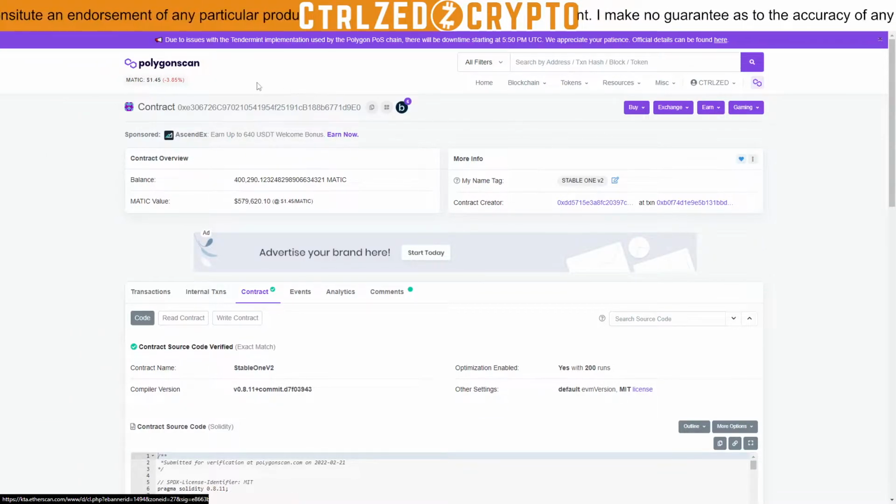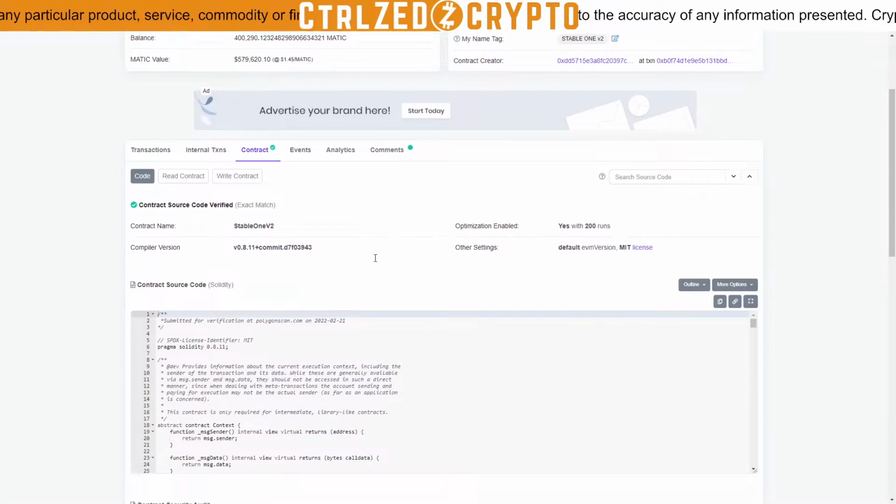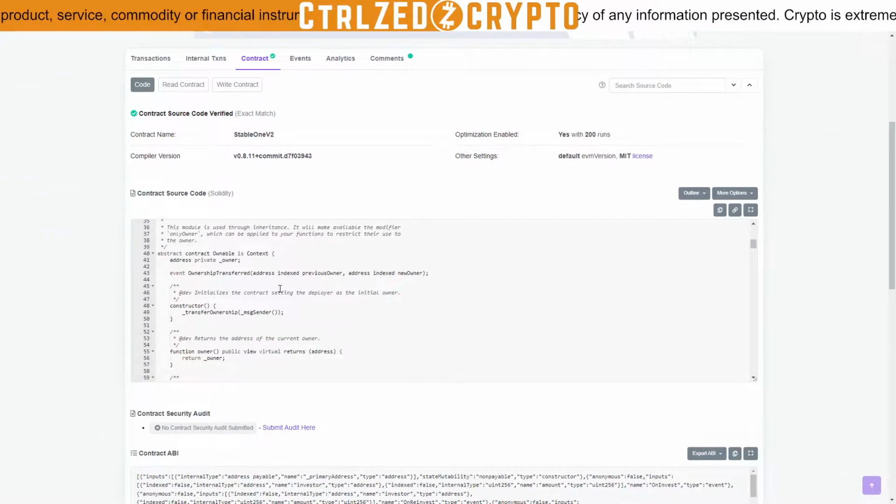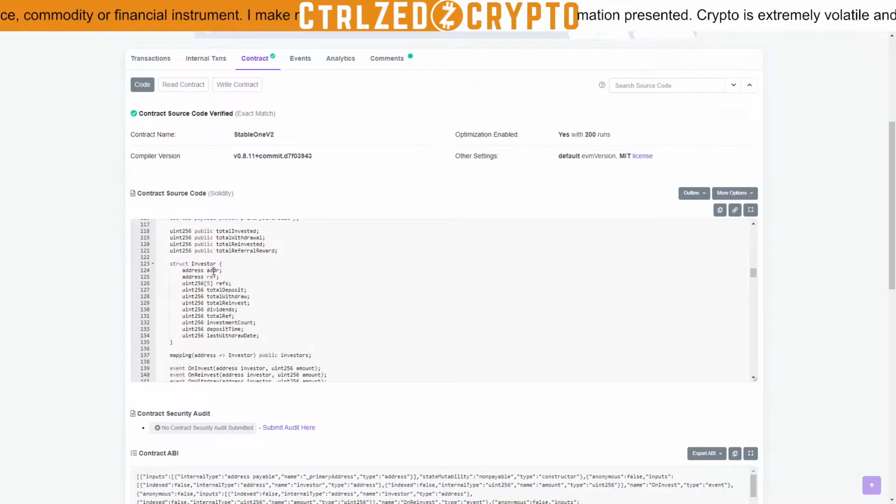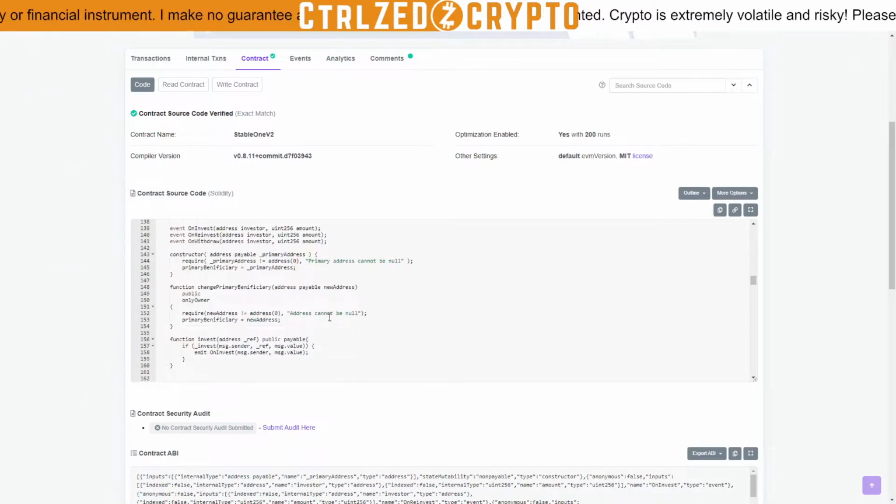You can go onto Polygon Scan. This is the contract for Stable 1 V2. You can read the smart contract. You can read the code. You can look at it. You can see what it does. You can see what the devs can and can't do.